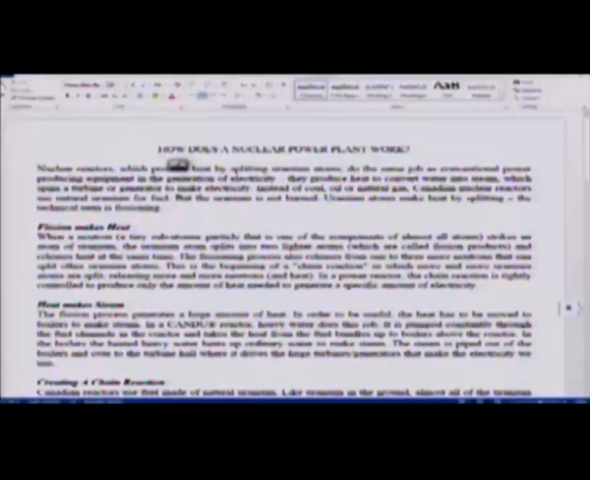Nuclear reactors, which produce heat by splitting uranium atoms, do the same job as conventional power producing equipment in the generation of electricity. They produce heat to convert water into steam, which spins a turbine or generator to make electricity. Instead of coal, oil or natural gas, Canadian nuclear reactors use natural uranium for fuel, but the uranium is not burned. Uranium atoms make heat by splitting. The technical term is fissioning.